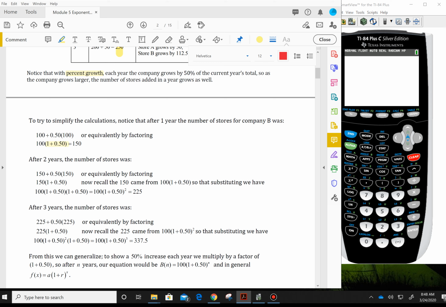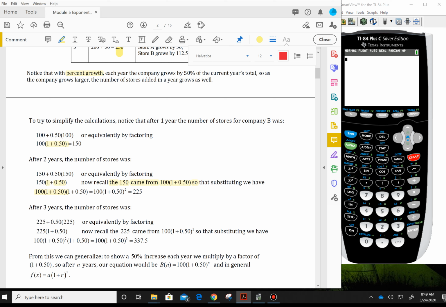After 2 years, they started with 150 stores. They grew by 50% of that 150. Again, notice the common factor of 150 that you can pull out, again leaving that growth multiplier 1.50. But recall where the 150 came from. It was the 100 times the growth multiplier. So if we replace this 150 with the 100 times the growth multiplier, we now have two factors of the growth multiplier, and so I write it with an exponent.